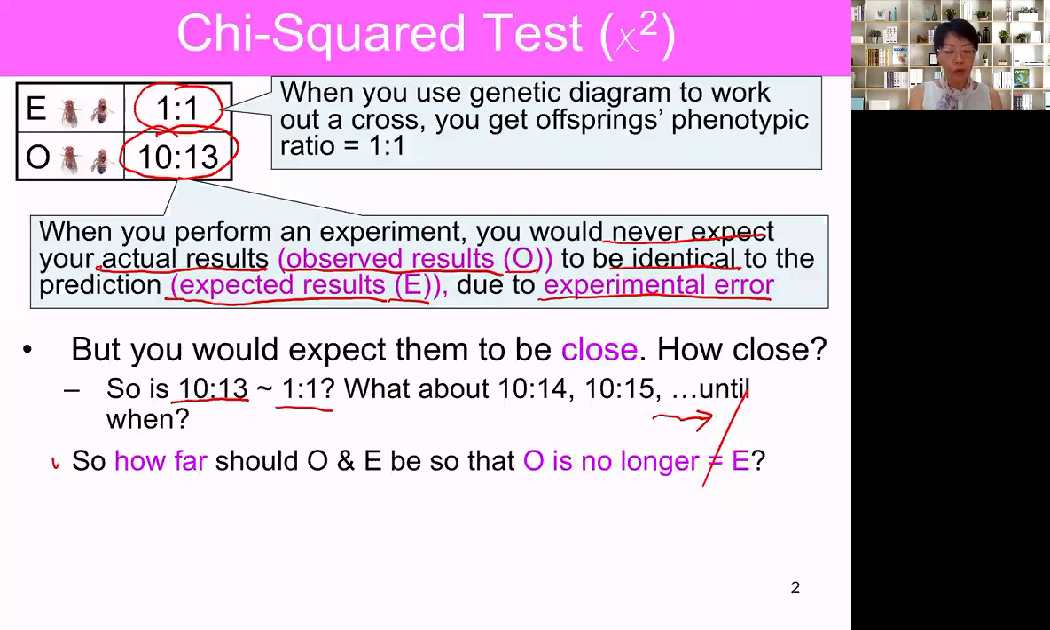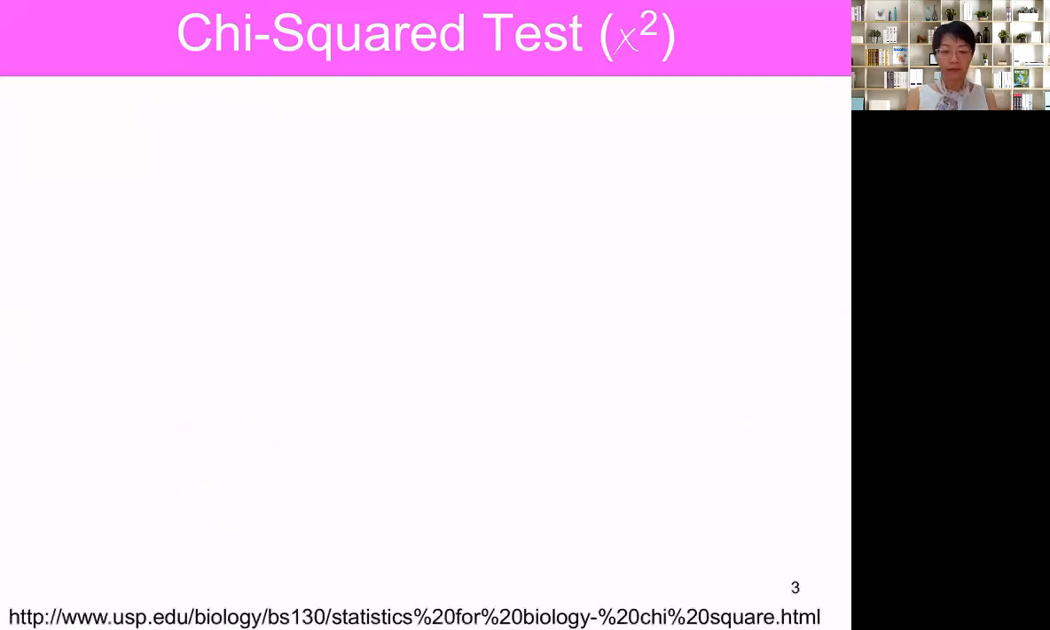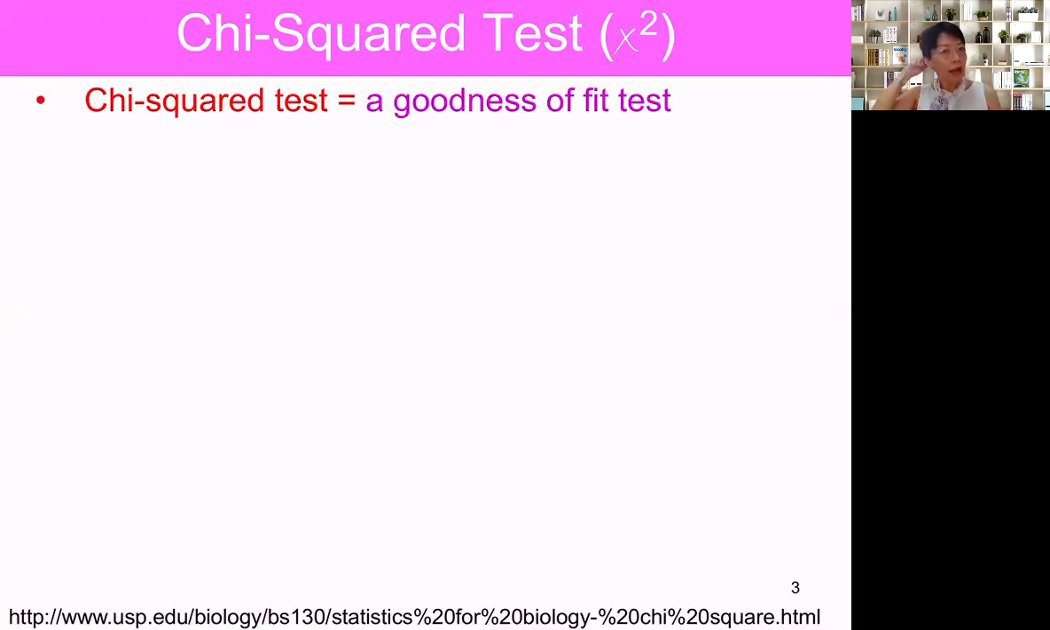So we want to find out how far apart O and E should be so that O no longer equals E. We want to know the cutoff point at which we say that your observed ratio is so much different from 1-to-1 that it cannot be considered as 1-to-1 anymore. So in order to find out, we have to do chi-square test. Chi-square test is actually a goodness of fit test.